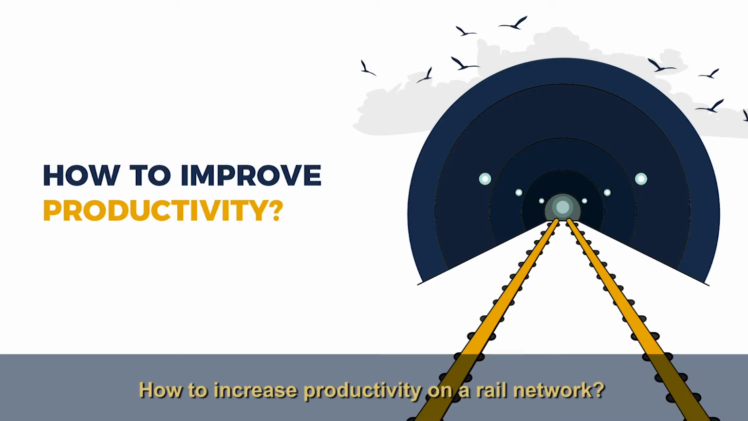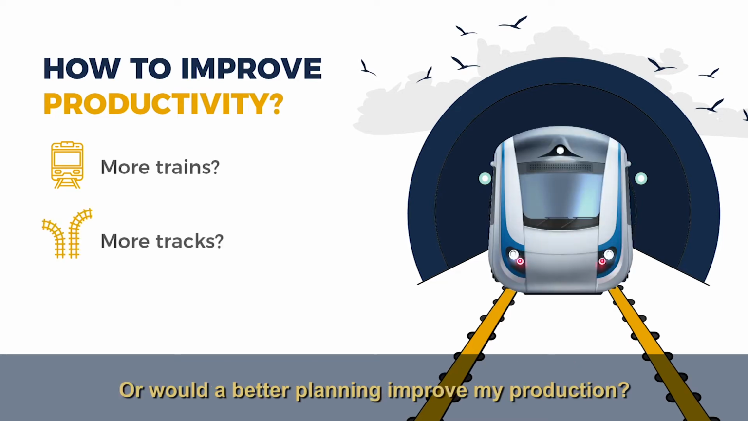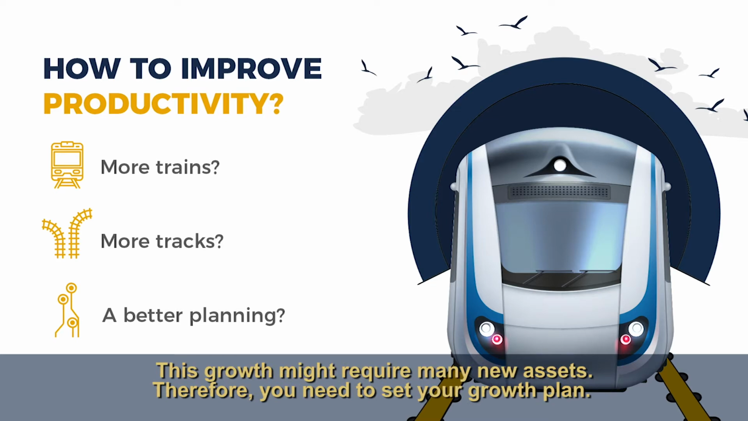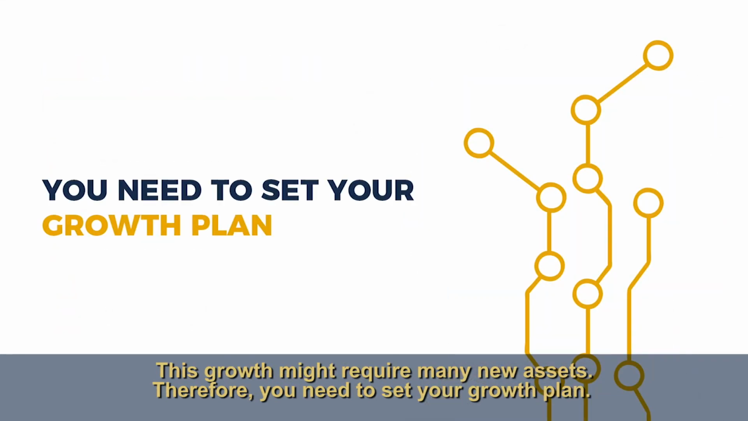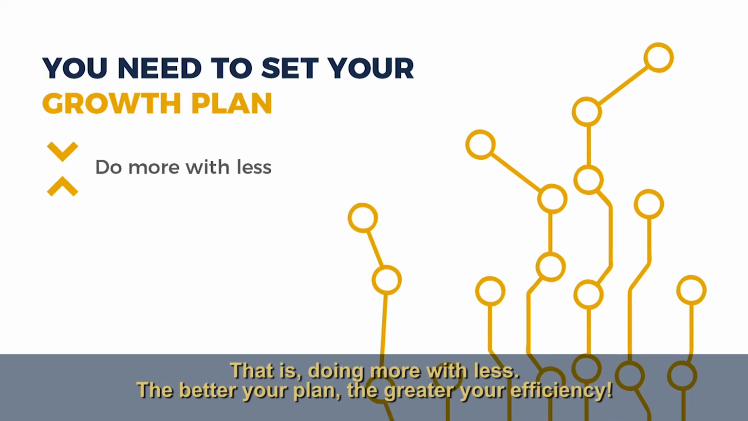How do you increase productivity on a rail network? Would it be better to purchase new trains or build more tracks? Or would better planning improve my production? This growth might require many new assets. Therefore, you need to set your growth plan. That is, doing more with less. The better your plan, the greater your efficiency.